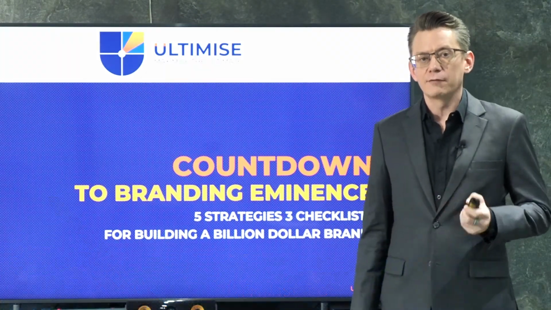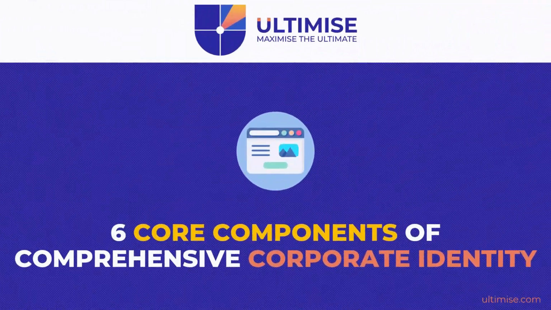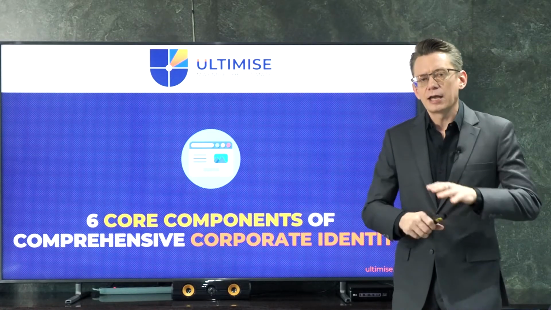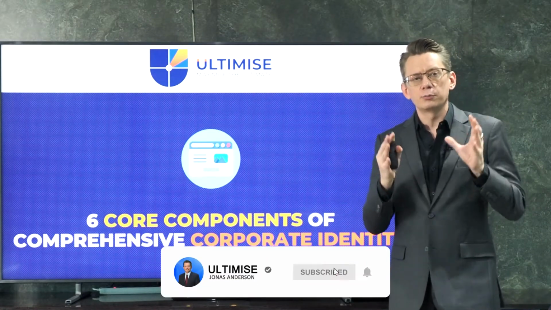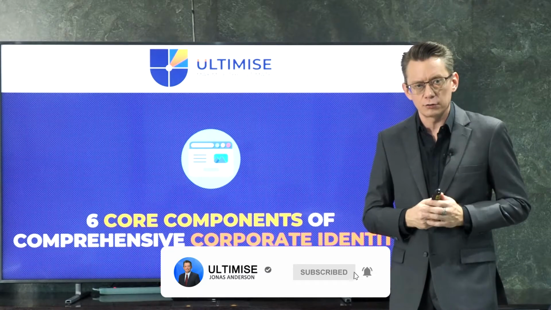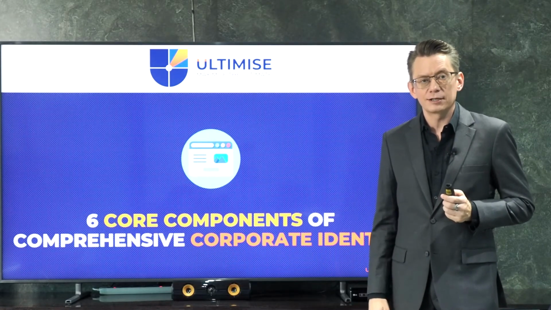For this time, we have 6 core components of comprehensive corporate identity. What is corporate identity? It is everything involving you and your brand and your organization's culture. What are those components? Let's get going now.